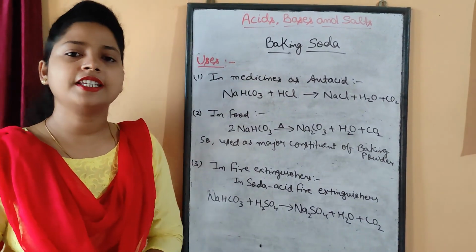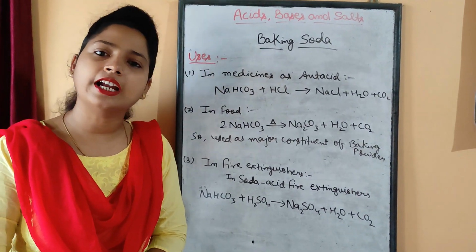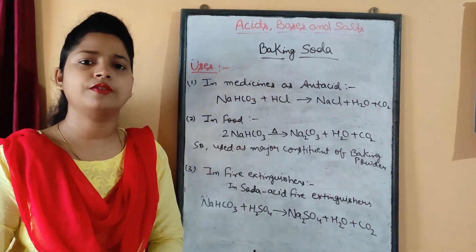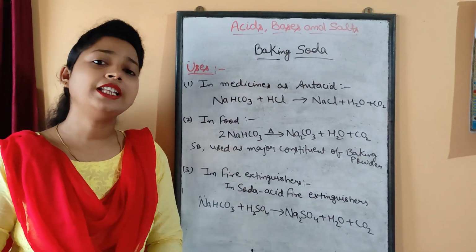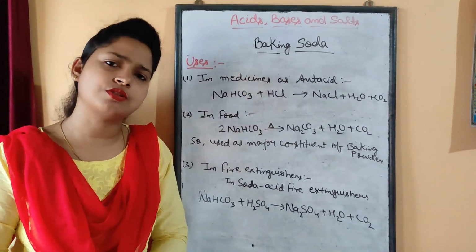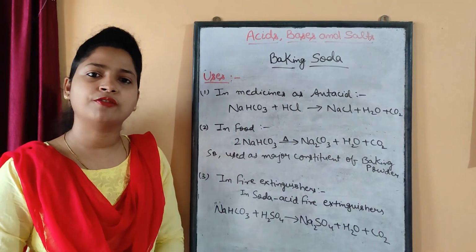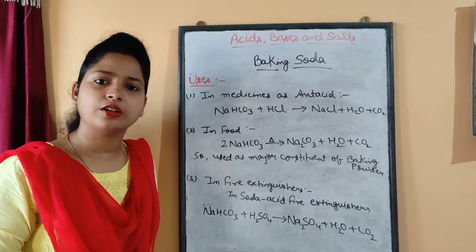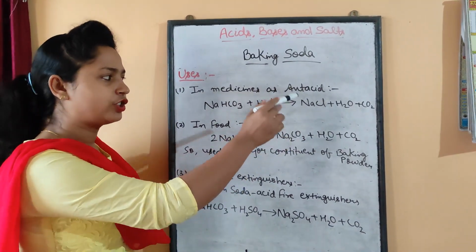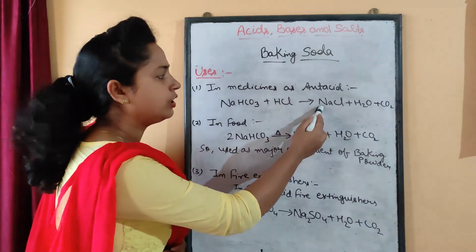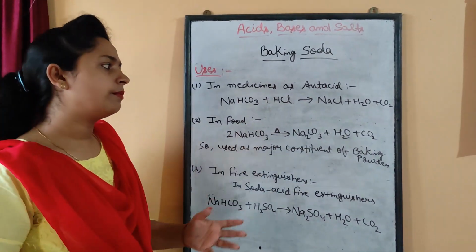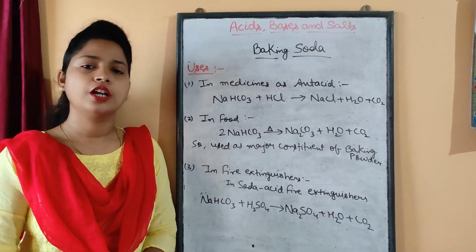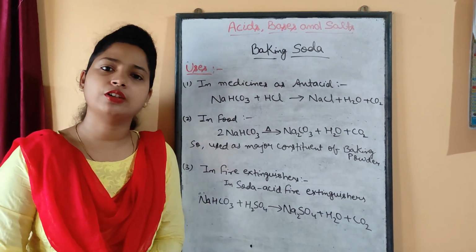So if there is excess acidity in our stomach, then for reducing that acidity, we take some medicines, and baking soda is used as one of the constituents of those medicines. Now why is this baking soda used? This is due to the reaction that it performs. NaHCO3, when it reacts with the acid present in the stomach, it will form NaCl, H2O and CO2. Since it forms a neutral compound, sodium chloride, that's why it is used as one of the antacids. So in the medical field, baking soda has a vital role.